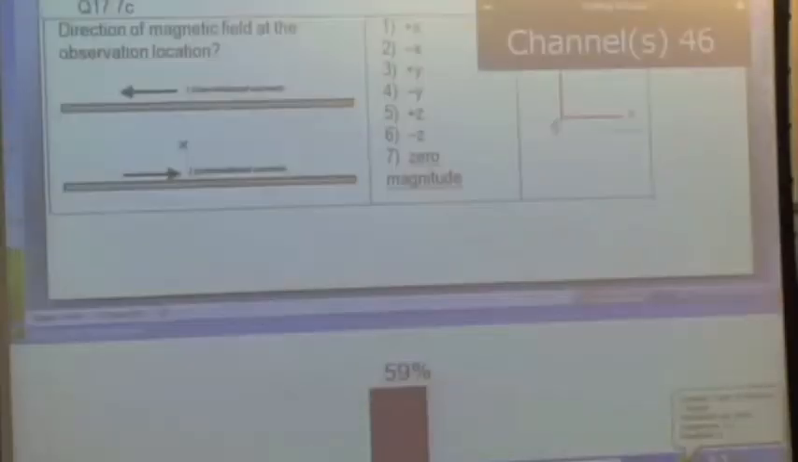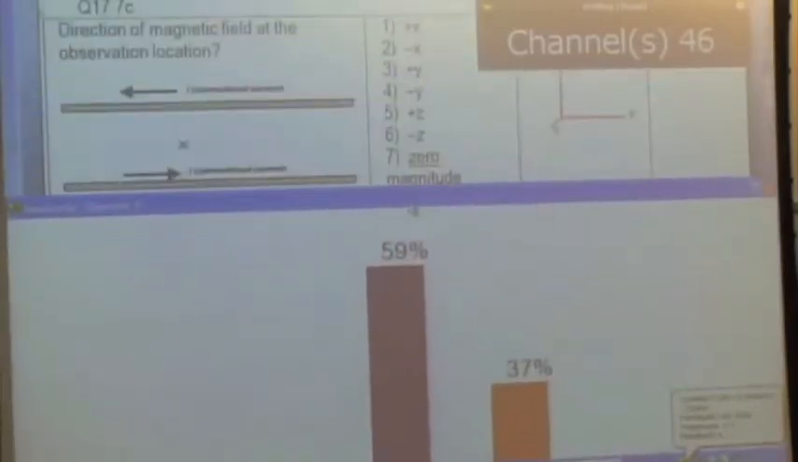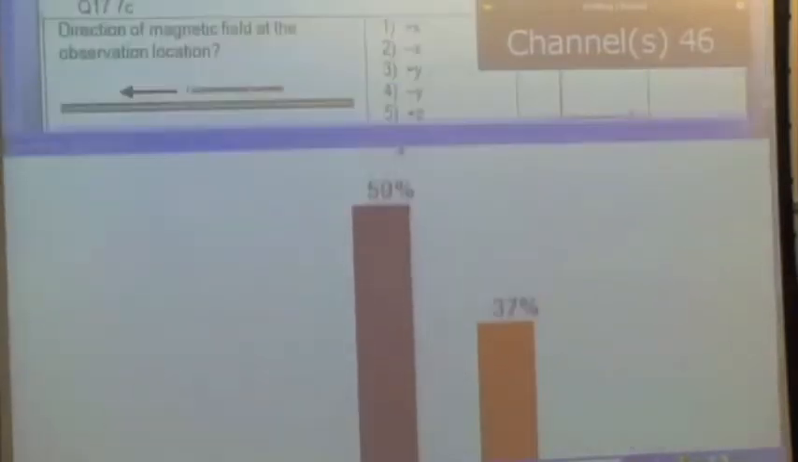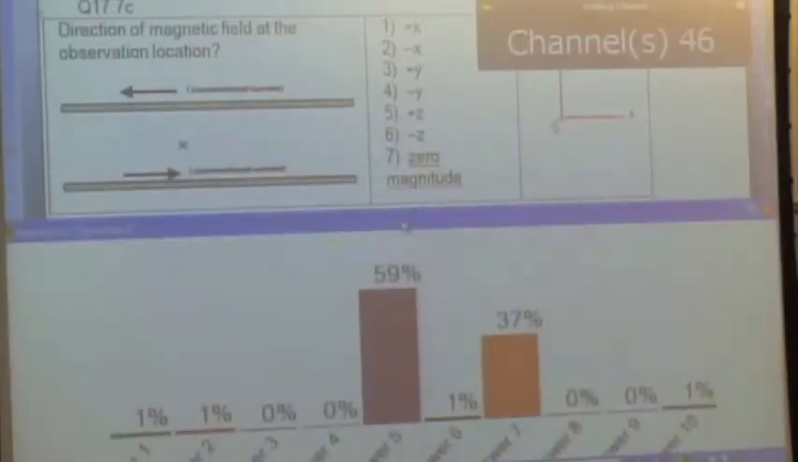And still not unanimous. Let's see what we said. We said a big vote for answer 7, which is 0, and a big vote for answer 5, positive Z. Well, magnetic fields obey superposition, just like electric fields. You add them up as vectors to get a net magnetic field. So we can find the magnetic field of the top wire and the magnetic field of the bottom wire. For the top wire, we have capital I going that way. And here's the observation location.